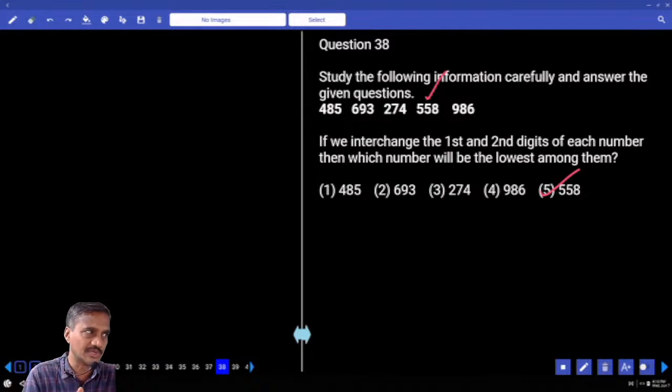Second digit first place లో కొస్తుంది. And first place లో వచ్చింది అంటే ఇది 8 ఉంది, 9 ఉంది, 7 ఉంది, 5 ఉంది, 8. Which is the lowest? 5. That 5 is coming to the first place.